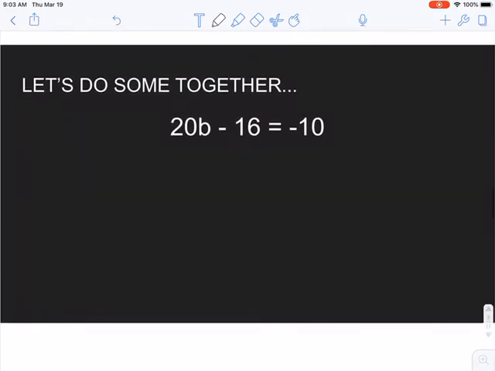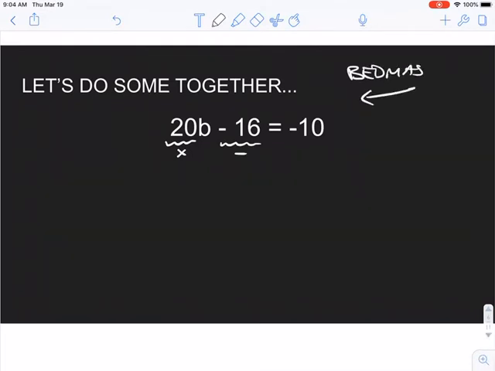In these videos, it might be beneficial to pause them, try the question, and then start it up again and see if you're doing it correctly. Okay, so here we have subtraction and we have multiplication. Okay, so if we're using this in reverse order, we need to deal with the subtraction first. So if we're dealing with subtraction, we need to add 16 to each side.